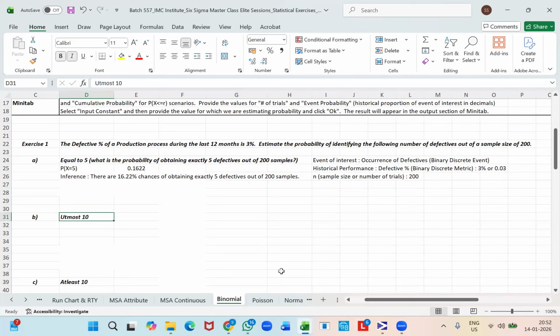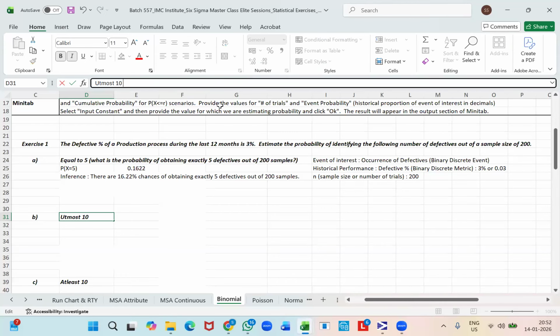The second section. It says utmost 10. So what do you mean by utmost 10? What is the meaning of utmost? It should reach till 10, but not more than that. Yes, exactly. So maximum 10. Utmost 10 means maximum 10.